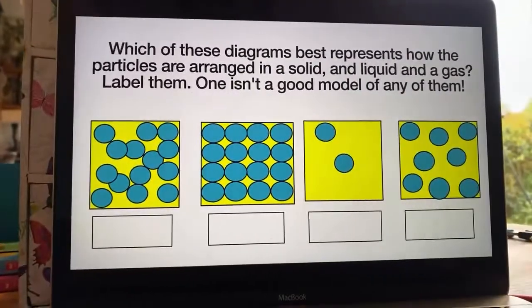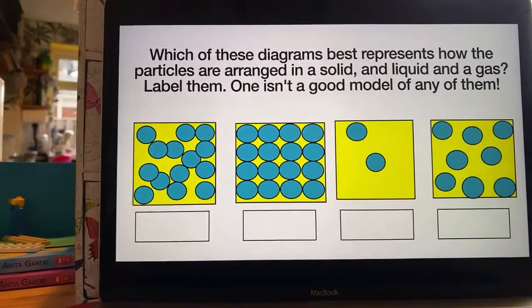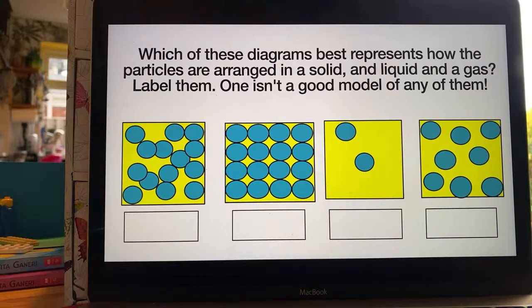First of all, with apologies to people who've already seen this in some of my all ages lessons, I'm not assuming that everyone is watching all my lessons. So this is, I think, the first time we've looked at this in IGCSE. Which of these diagrams, please, that I have on the board now, best represents how the particles are arranged in a solid and a liquid and a gas? Can you label them if you've printed the worksheet off my Facebook group? One of them is there to trick you. It's not a good model for any of them.